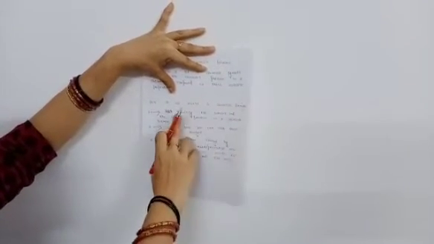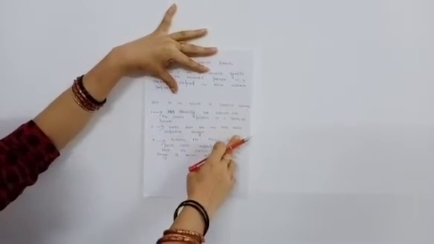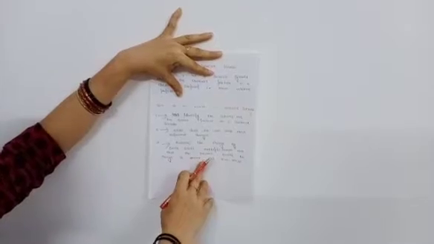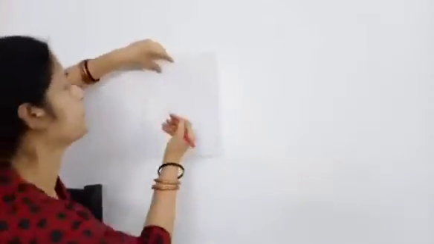Identify first the cations and the anions present. Number 2, write down the ions with their respective charges. Number 3, balance the charges. Now we practice some chemical formulas. Number 1, first I will show you, that is sodium chloride.